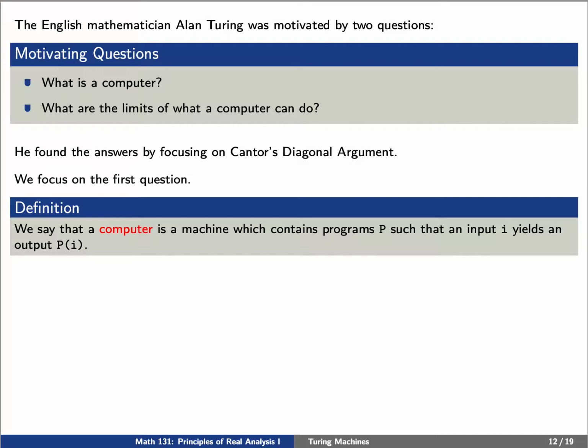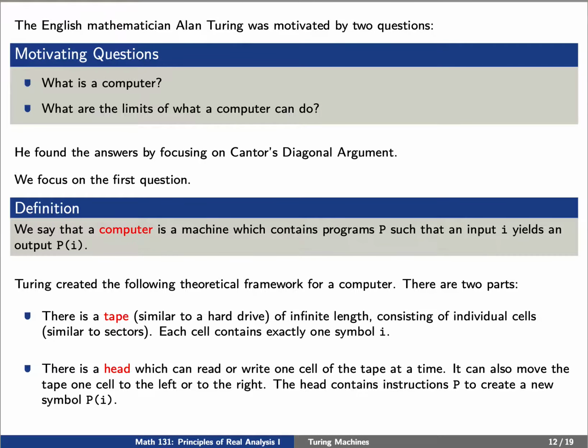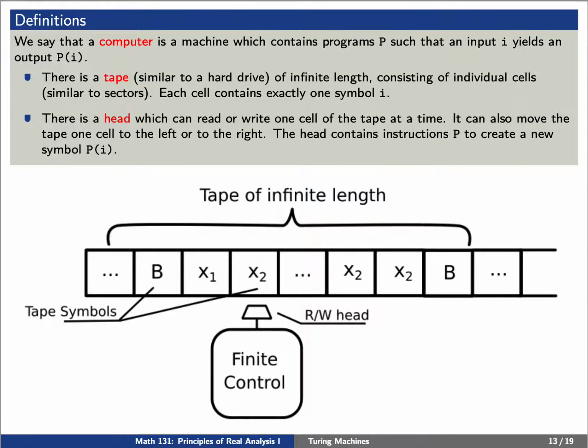We'll say that a computer is a machine that contains programs P such that an input I yields an output P evaluated at I. Turing tried to create a theoretical framework for what a computer should be. He thought of a computer as having two parts. First, there should be a tape, which nowadays you can think of as a hard drive, that should consist of individual cells, which nowadays you can think of as sectors on a disk. Second, he said that there should be a head which can read or write one cell of the tape at a time. Here's a diagram to help emphasize what's going on.